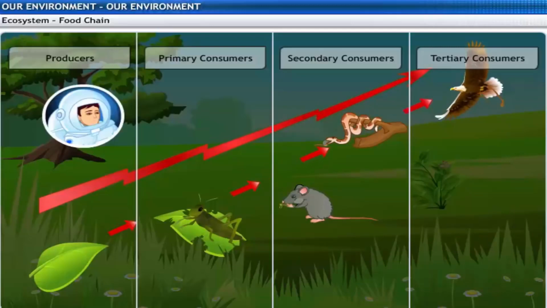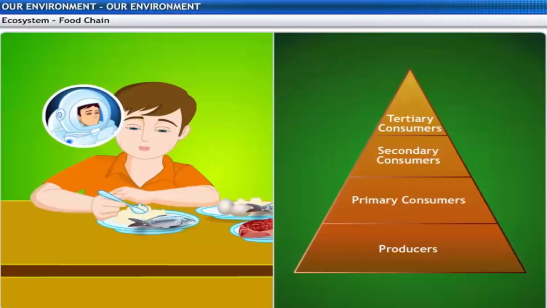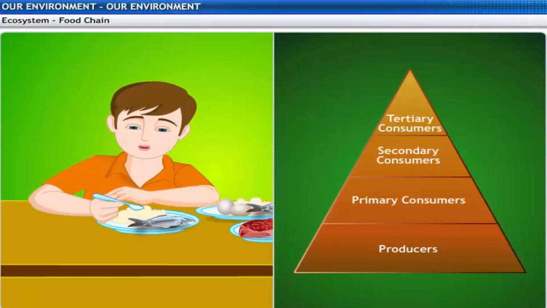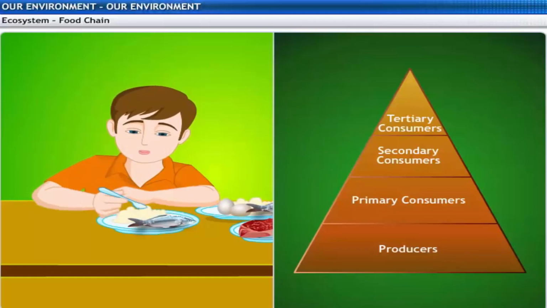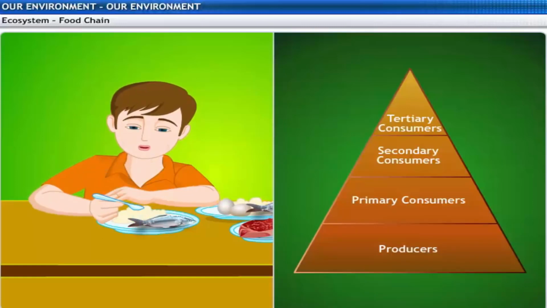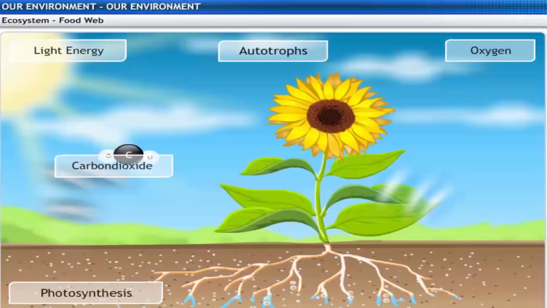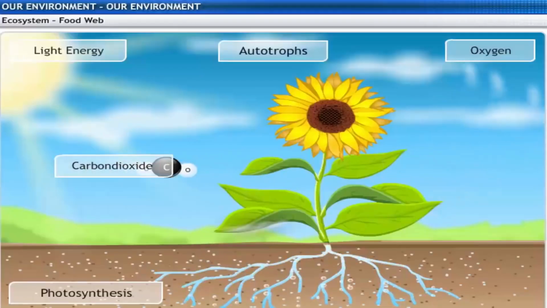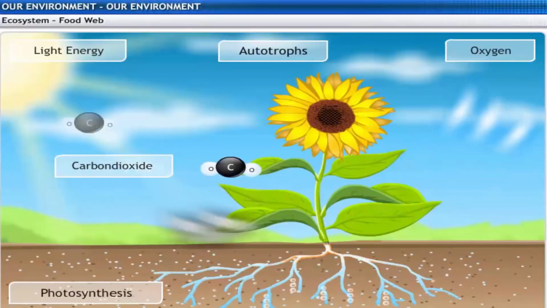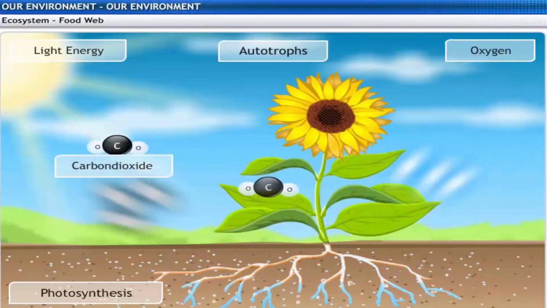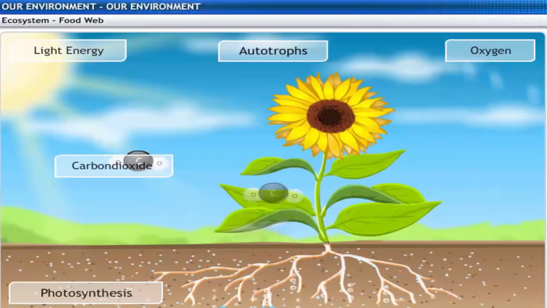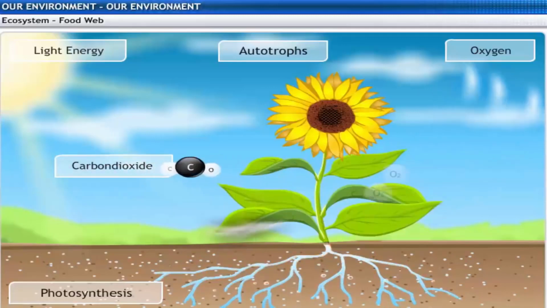Oh, I didn't know that. Why do we eat? To get energy. The food you eat acts as fuel and provides energy for work. This energy is passed on to the various trophic levels right from the producers to the tertiary consumers. Autotrophs capture the energy present in sunlight and convert it into chemical energy. This energy supports all the activities of the living world.